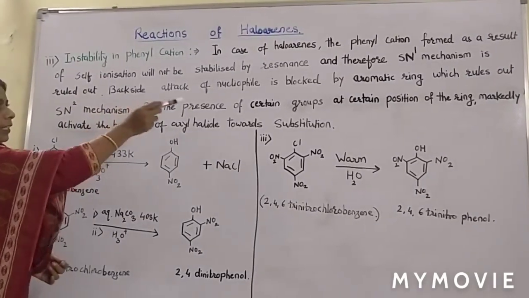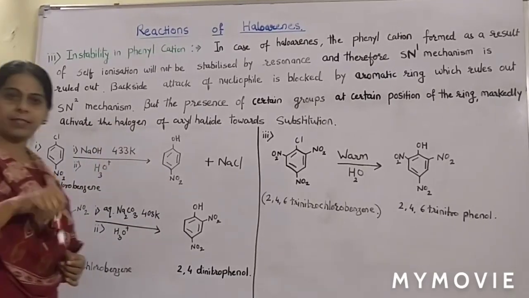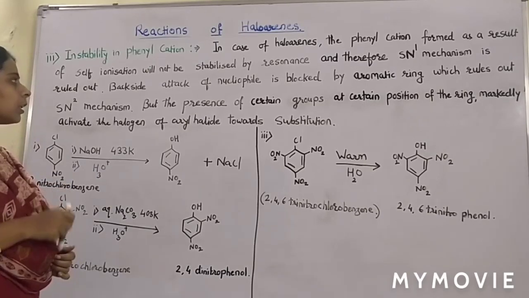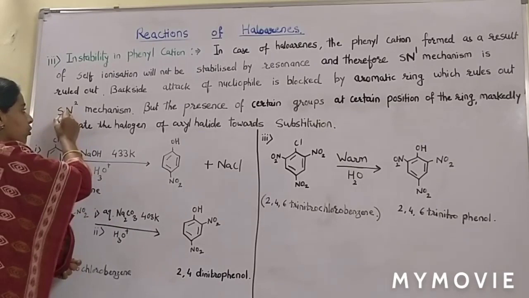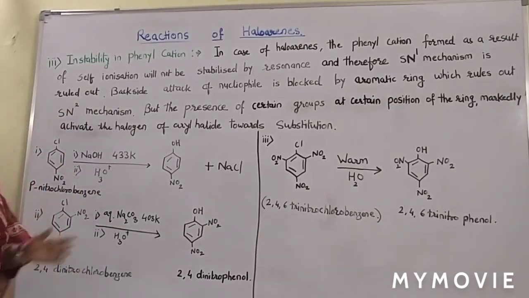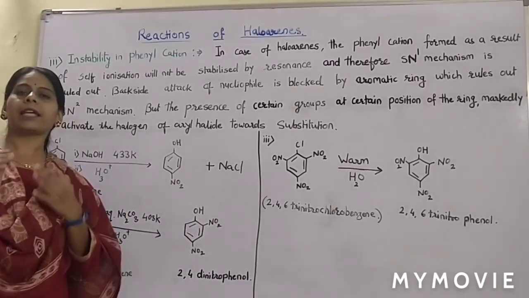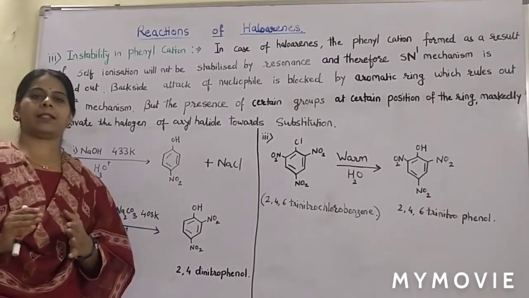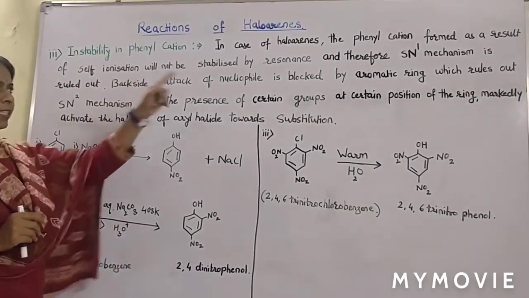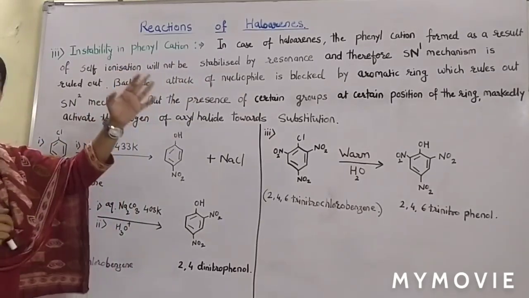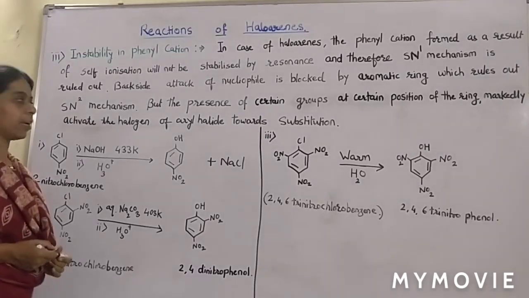Second one is that backside attack of the nucleophile is blocked by the aromatic ring. The aromatic ring in aryl halide blocks the nucleophile attack from the backside, and because of this the SN2 mechanism is also ruled out, because in the SN2 mechanism the front side attack and backside attack are carried out simultaneously, and this is not possible here. So SN2 is ruled out, SN1 is also ruled out. Both nucleophilic substitution reactions are very difficult in haloarenes.